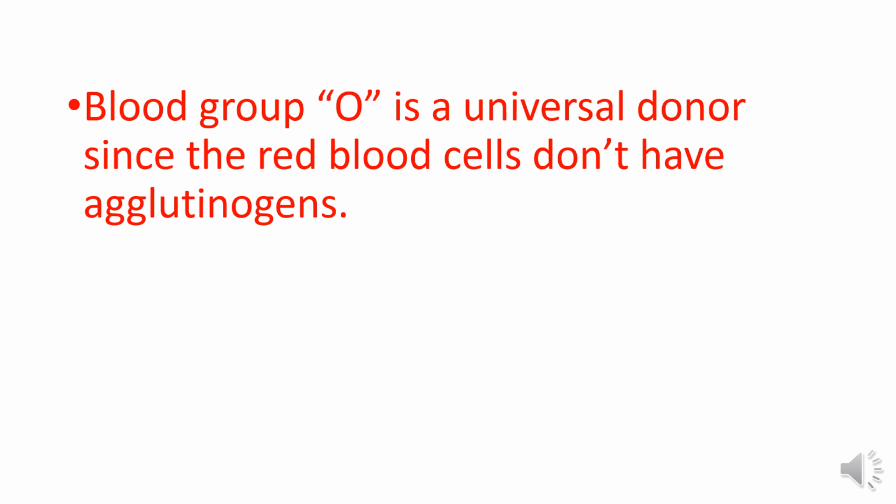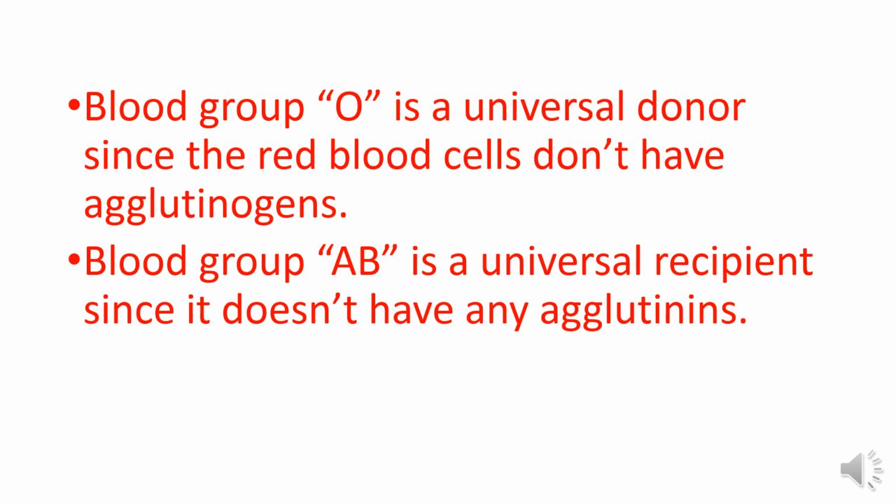At last, blood group O is a universal donor. Since the red blood cells don't have agglutinogens, there is no risk of agglutination reaction between these red blood cells and any type of antibodies or agglutinins. Blood group AB is a universal recipient. It can take red blood cells from any donor since it doesn't have any agglutinin. This means that no agglutination reaction will take place.